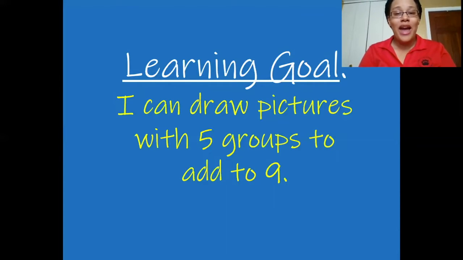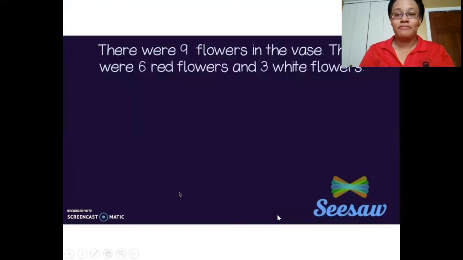Alrighty, welcome back. How did you do? Were you able to draw pictures using your 5 groups to add to 9? Great. So let's see what our exit ticket was. Okay, exit ticket says there were 9 flowers in the vase. There were 6 red flowers and 3 white flowers. So let's see what our picture could have looked like.